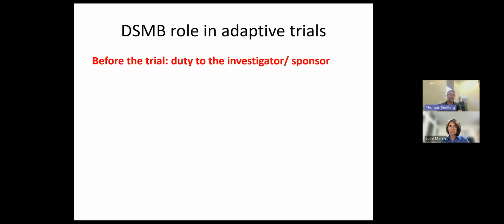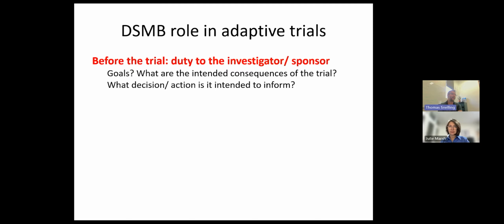As I said, duty to the investigator or the sponsor is probably the lowest priority, but in order to fulfill that responsibility, you need to understand what the goals of the sponsor and the investigators are. What are the intended consequences of the trial? We normally think of this in terms of what decision or action we anticipate or intend the trial to inform. Is it just a scientific publication, or are we looking to influence recommendations? Are we looking to inform licensure decisions?